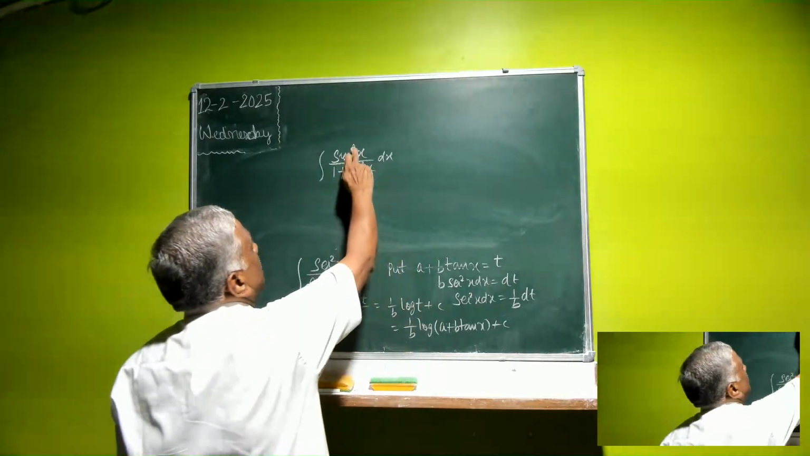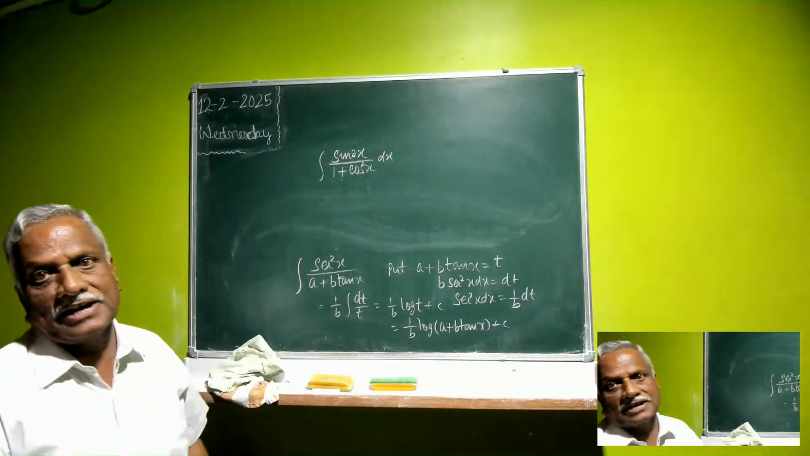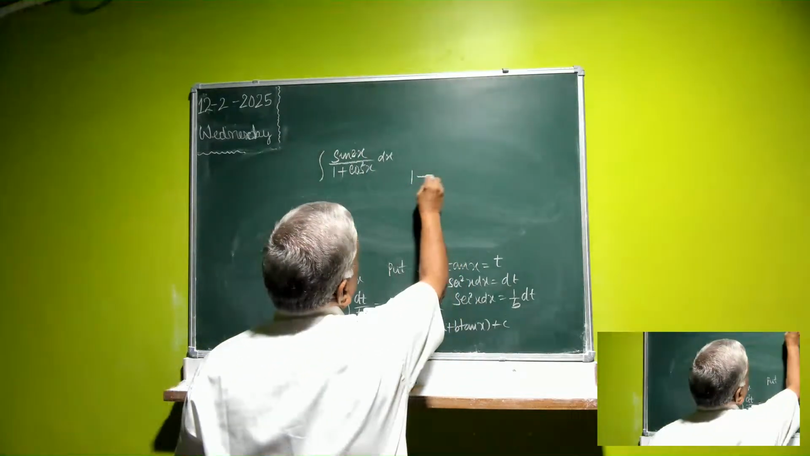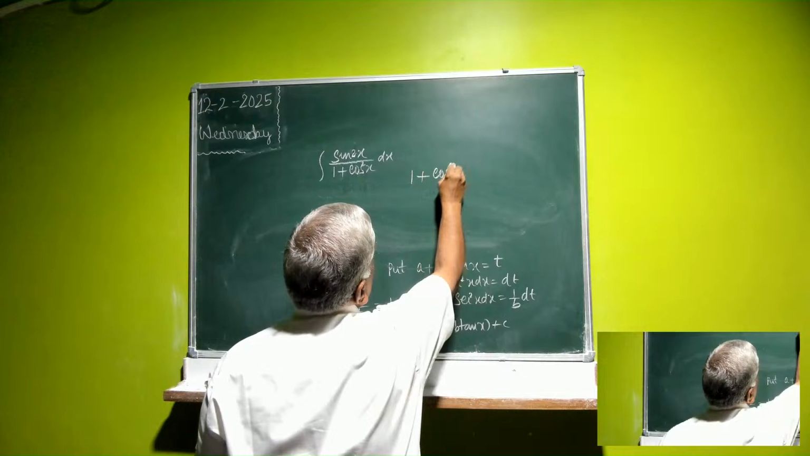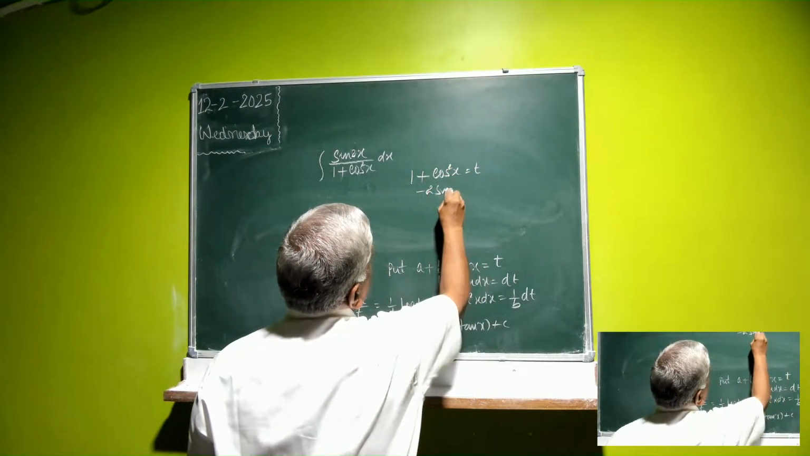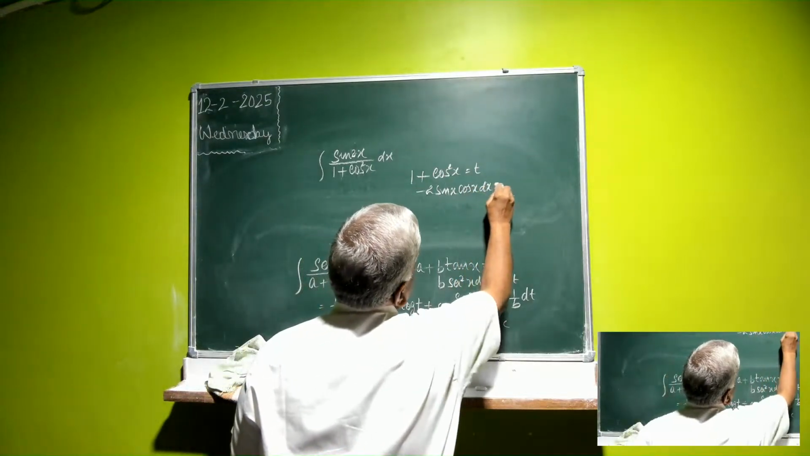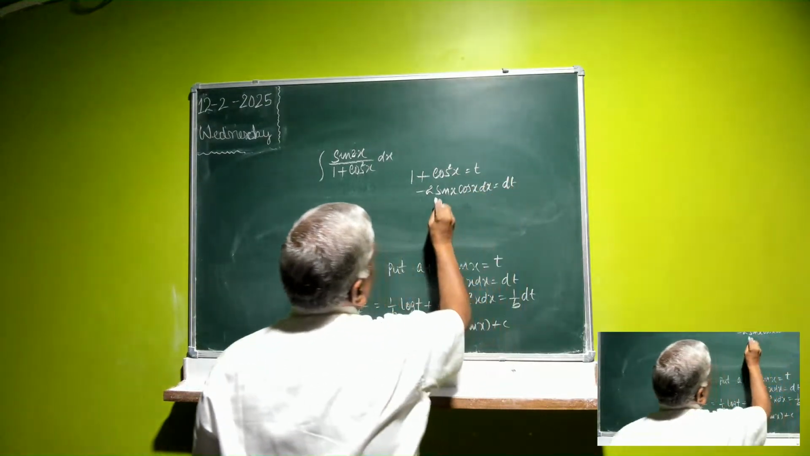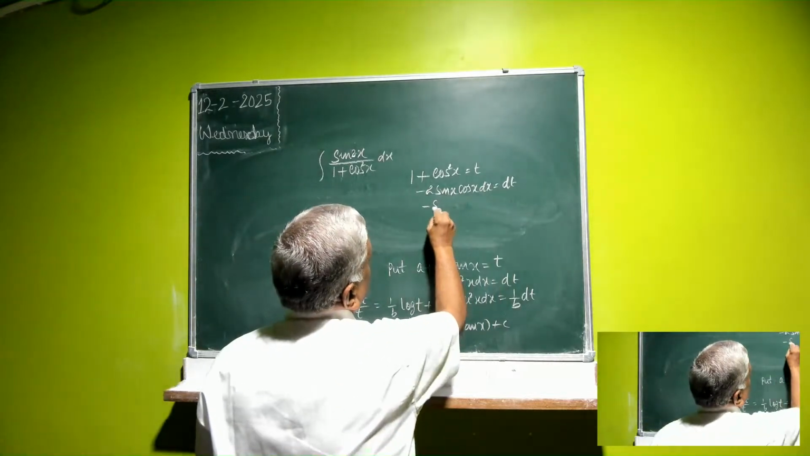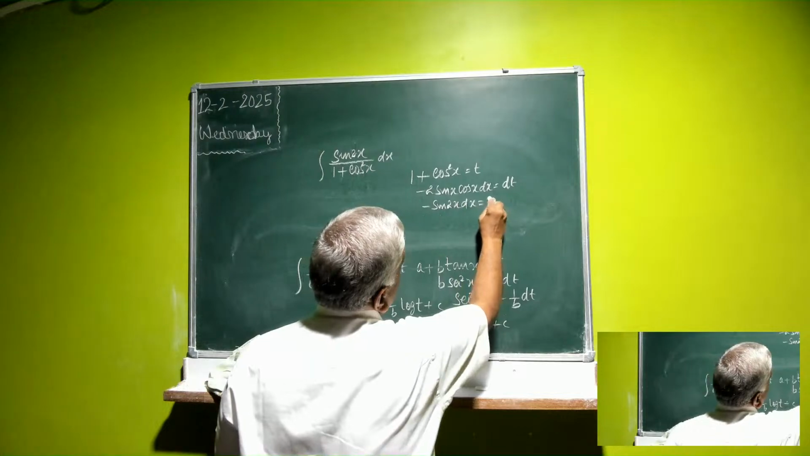The problem is not sin square x, it is sin 2x. So what is that? You put 1 plus cos square x as t. Minus 2 sin x cos x dx is dt. But you know that 2 sin x cos x is sin 2x, so minus sin 2x dx is dt.